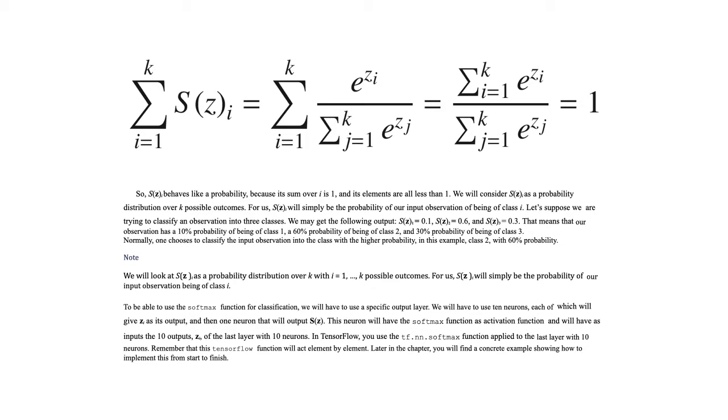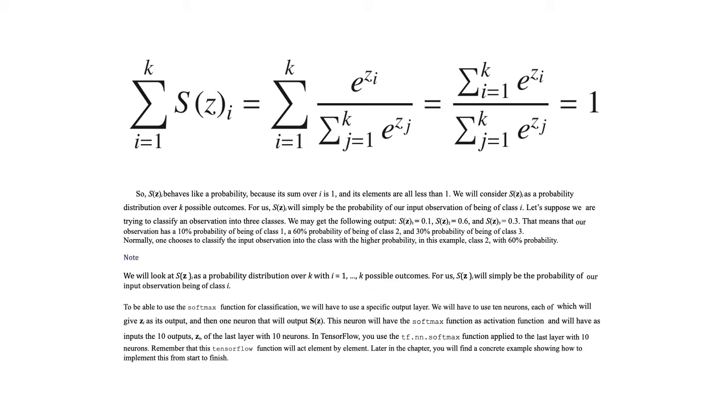Let's suppose we are trying to classify an observation into three classes. We may get the following output: S(z)1 equals 0.1, S(z)2 equals 0.6, and S(z)3 equals 0.3. That means that our observation has a 10% probability of being of class 1, a 60% probability of being of class 2, and 30% probability of being of class 3. Normally, one chooses to classify the input observation into the class with the higher probability, in this example, class 2, with 60% probability.